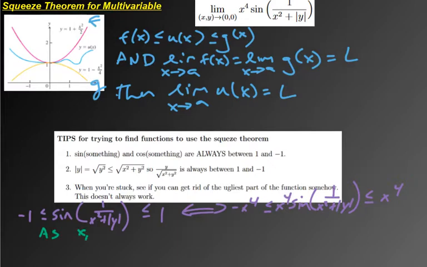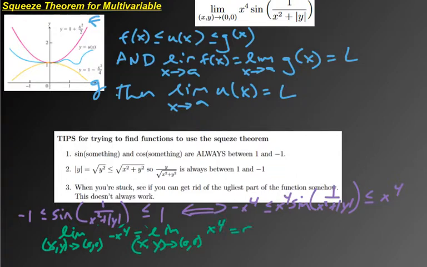As xy approaches 0, I know that the limit as xy approaches 0 of negative x to the fourth equals the limit as xy approaches 0 of x to the fourth, which equals 0, right? Basically, that's just direct substitution. You just plug in 0 for x. So both of those approach 0 as you approach the origin.